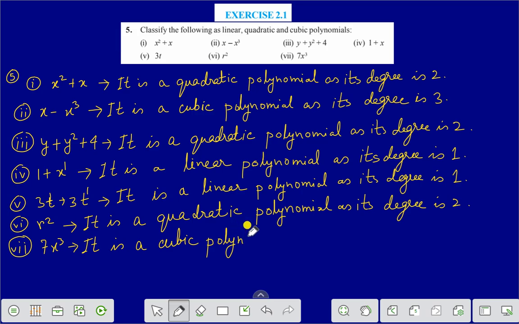It is a cubic polynomial as its degree is 3.